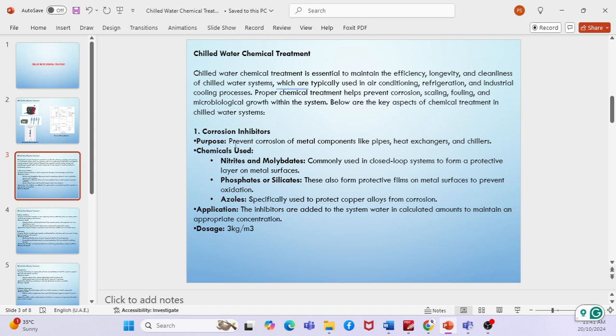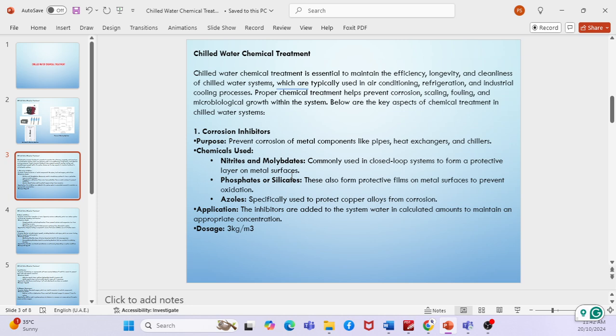The purpose of corrosion inhibitor is to prevent corrosion of metal components like pipes, heat exchanger, and chiller. Say for example, all are metal pipes, so there will be corrosion on the inner side. To prevent the corrosion, you will add this chemical, right? So this chemical will prevent corrosion of metal pipes. You can see there are different types of chemicals, which are called nitrites, molybdates, right? Commonly used in closed systems to form a protective layer on the metal surface.